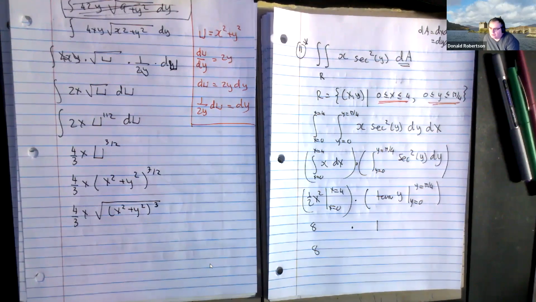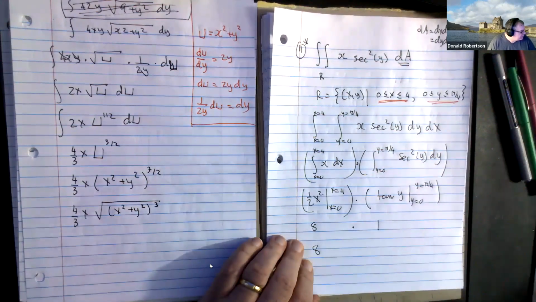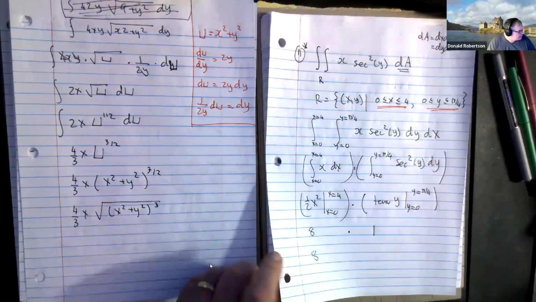So the tangent of pi upon 4 is 1. So 8 times 1 is 8. And I just did a quick look, and it is correct.